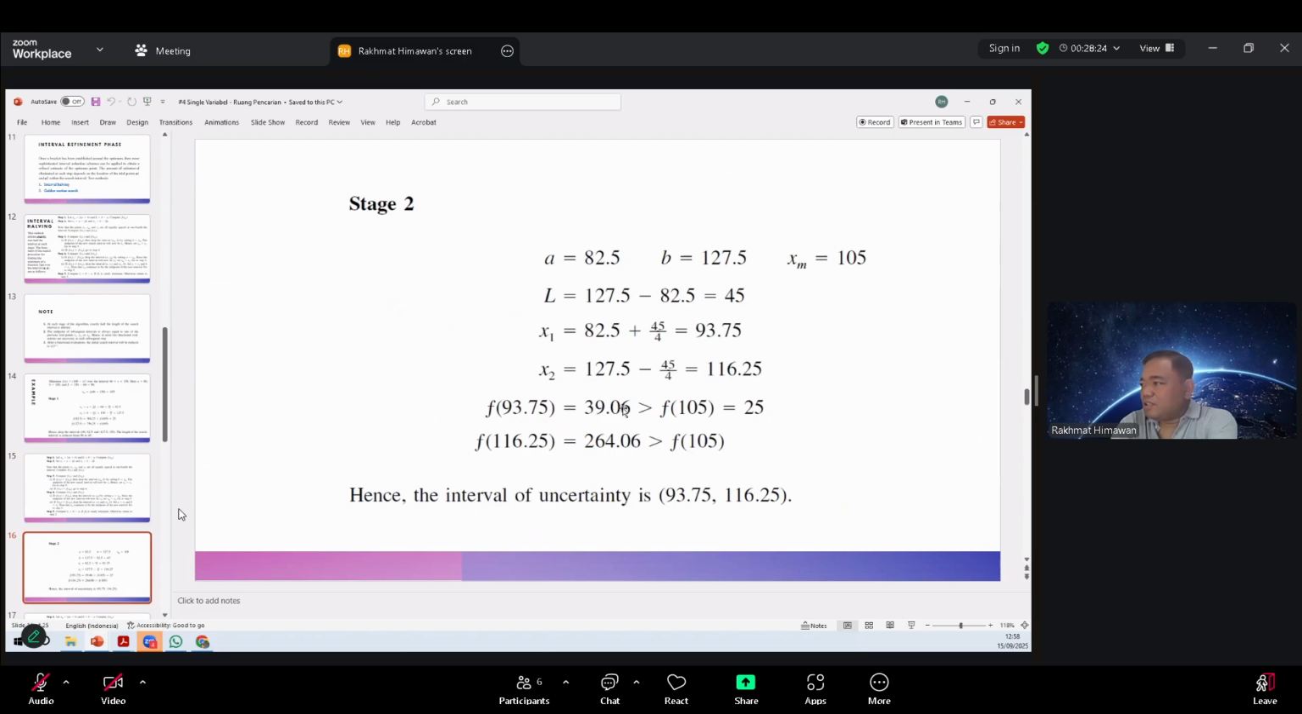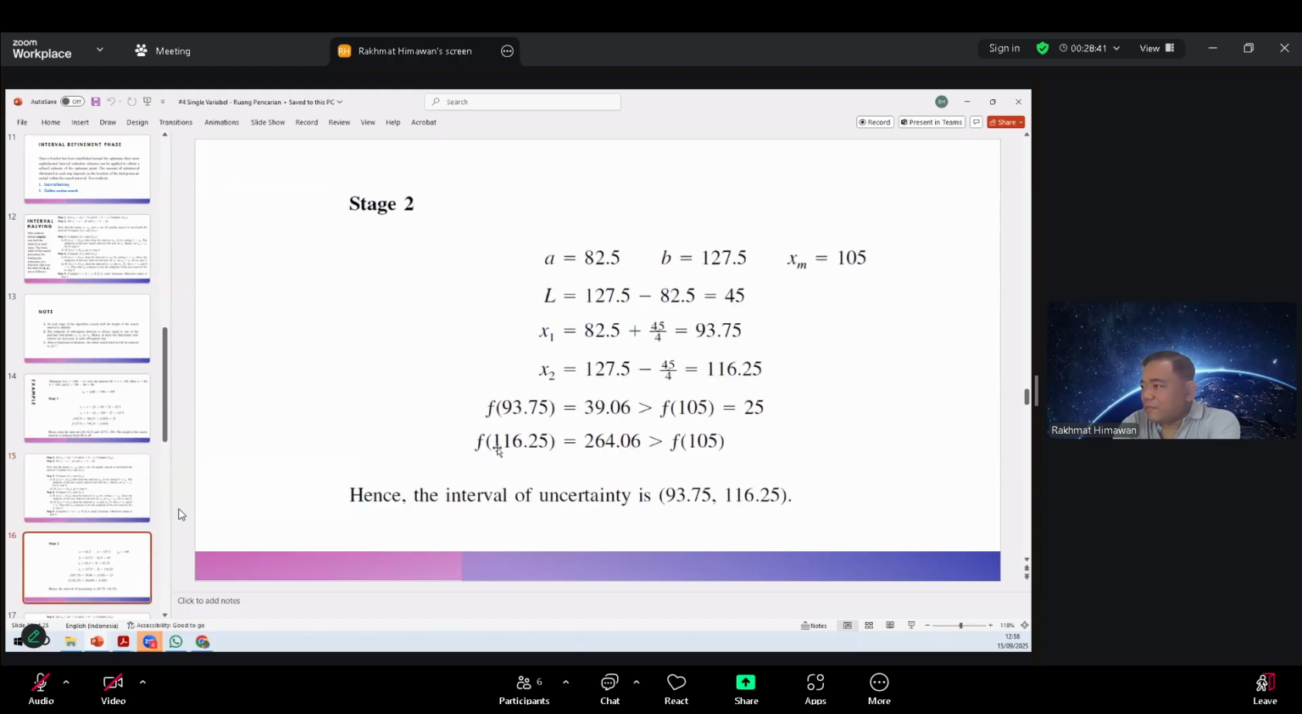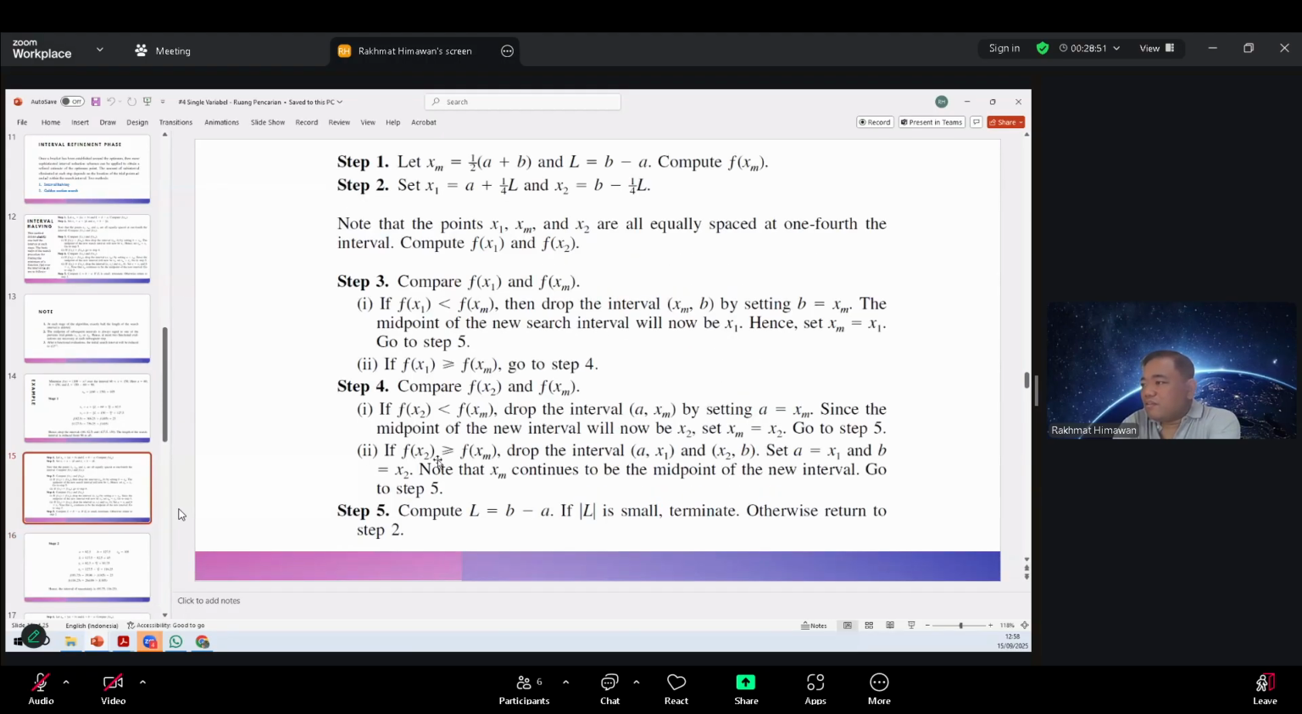fx1 is 39, fxm is 25. Oh, it's greater. fx1 is greater. In stage 2, we are in this condition. Okay, step 4 then. Let's compare fx2 with fxm. fx2 is, sorry, 264. fxm is 25. Still greater. So we are in here again. So we'll reduce the interval.